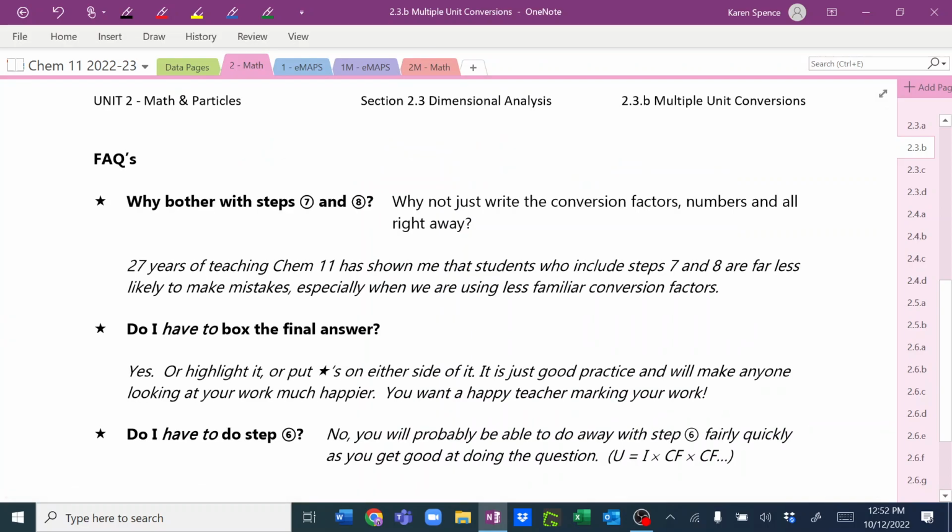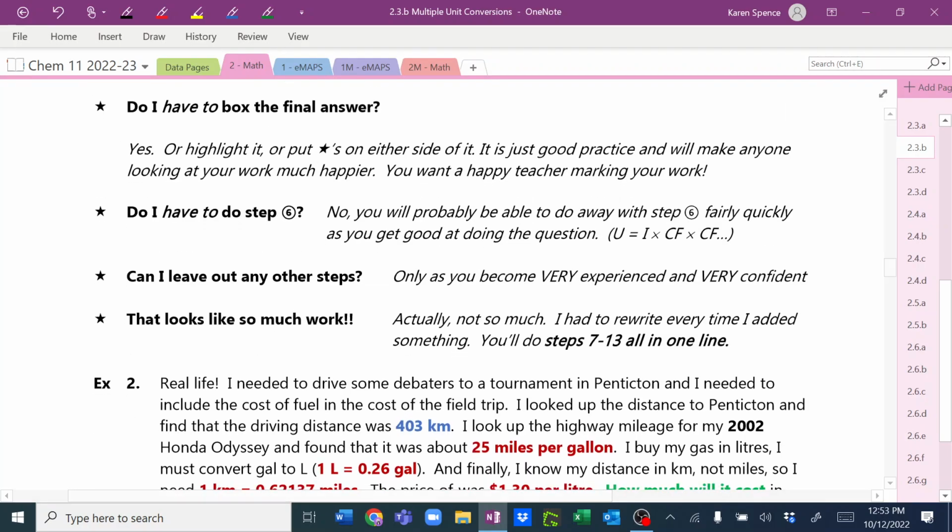Do you have to box your final answer? Yes, or highlight it, or put stars on either side of it. It's just good practice. It will make anyone reading your work, like me, happier. Okay? You want a happy teacher marking your work. Can I leave out any other steps when you are very experienced and very confident? Yes.